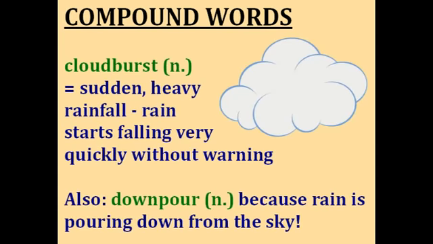Cloudburst. You probably already know that this is a cloud, and the word burst means to explode. So a cloudburst is a sudden, heavy rainfall when rain starts falling very quickly without warning. It's like the cloud exploded with rain. Another compound word for heavy, continuous rain is a downpour, because rain is just pouring down out of the sky.